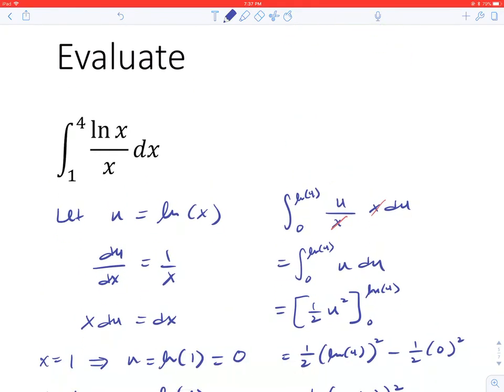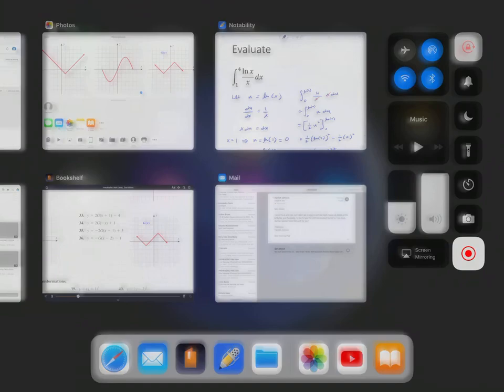Okay, so these are all examples of evaluating definite integrals where you need to use u substitution in order to integrate.